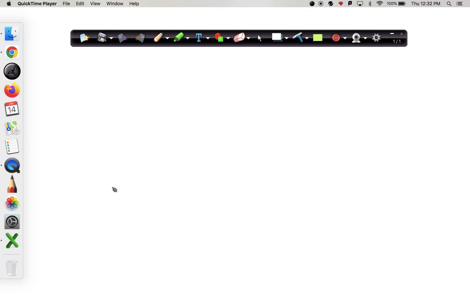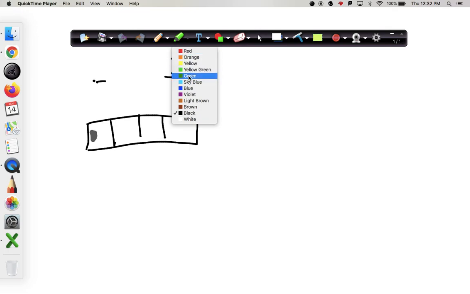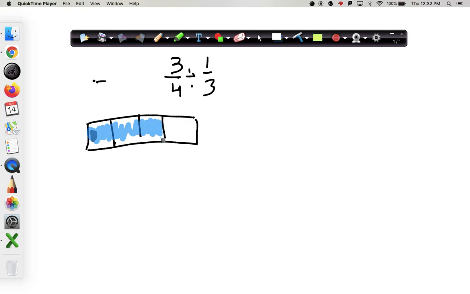Whoops, didn't mean to do that. Okay, well, we'll just do it again. It was 3/4 divided by 1/3. So we'll cut this into 4 parts. Now we're going to use this blue here. So there's 3/4.